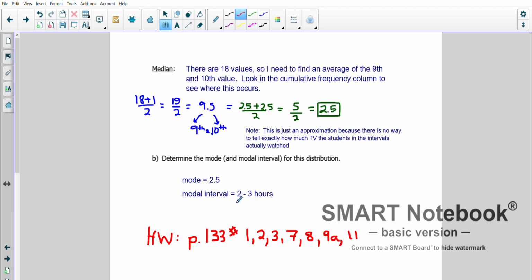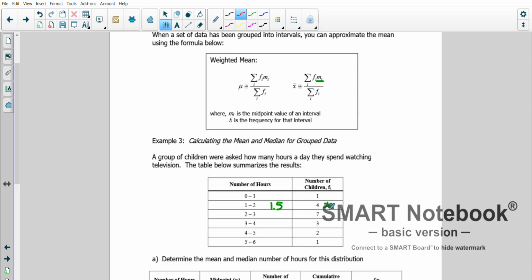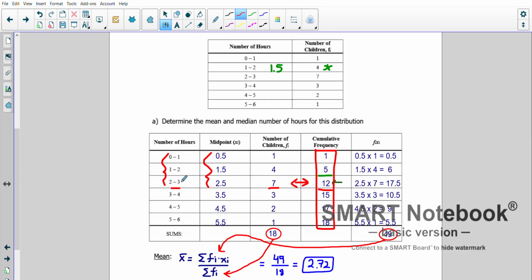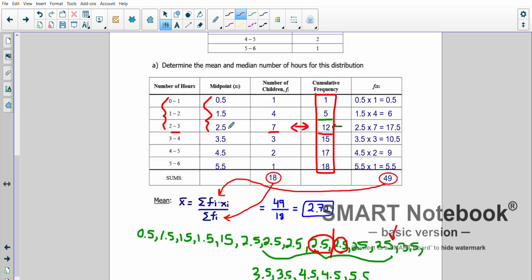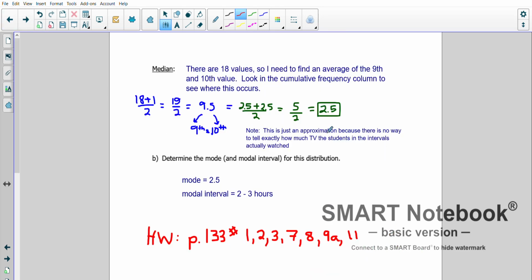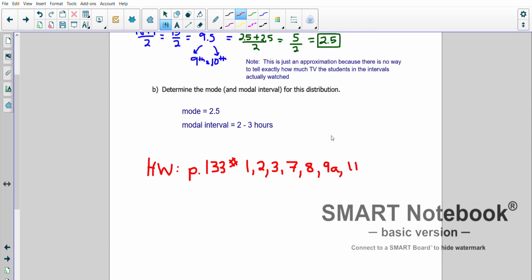And when it comes to finding the mode, this is very easy with the grouped data because it's giving us the frequencies. So the mode, well, there's 7 students watching 2.5, so you can easily see that down here as well. That 2.5 shows up 7 times, so that's the mode. And if they want the modal interval, they just want this. And there you have it. So we did save a lot of time doing it this way.